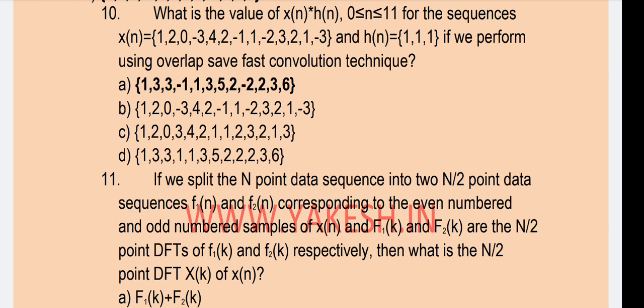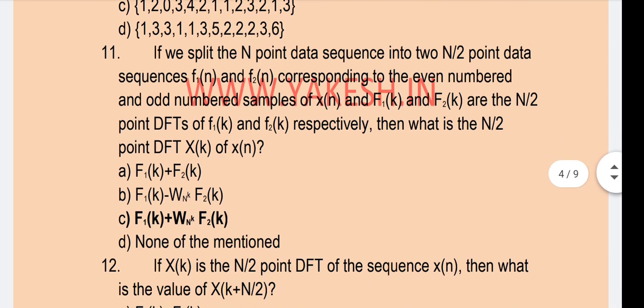What is the value of x of n convolved with h of n for the sequence x of n, see the values, and h of n, if we perform it using the overlap save fast convolution technique? Option A is the correct answer.